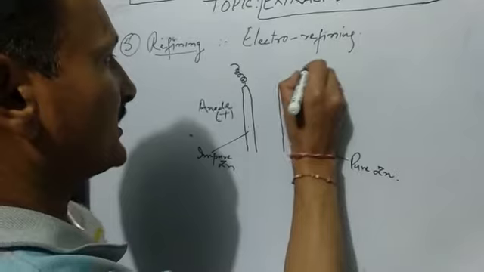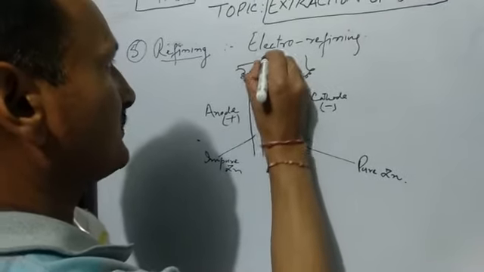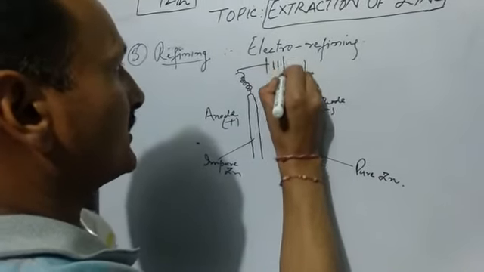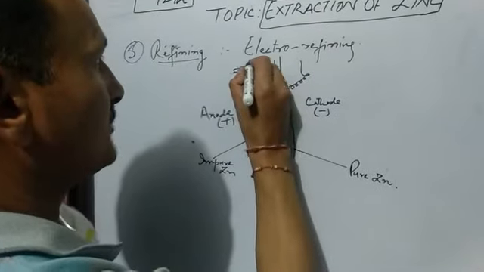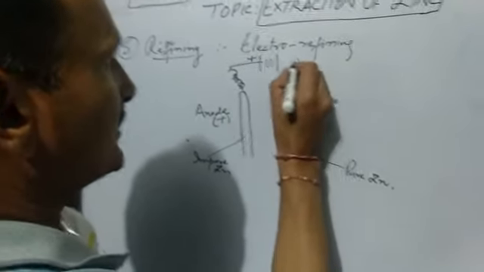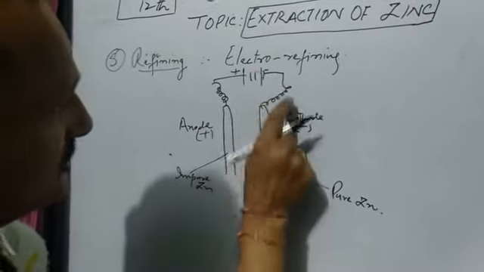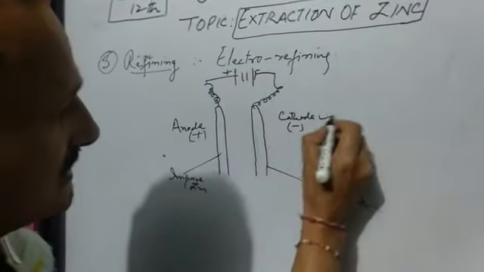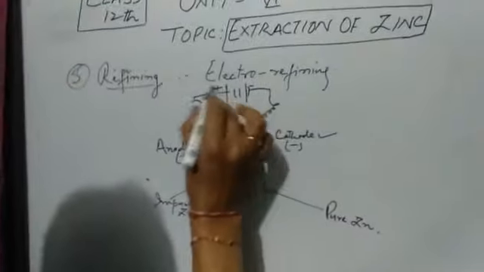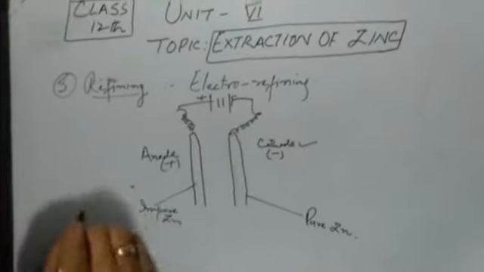because this rod is connected to the negative terminal of the battery. These are the connecting wires. This is the battery. This is the positive terminal of the battery. This is the negative terminal of the battery. Now this electrode is connected to the negative terminal, so this is cathode. This electrode is connected to the positive terminal of the battery. It is known as anode.